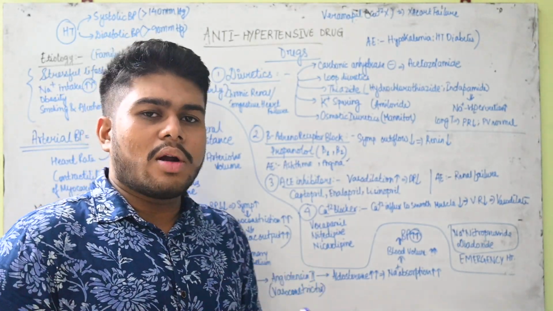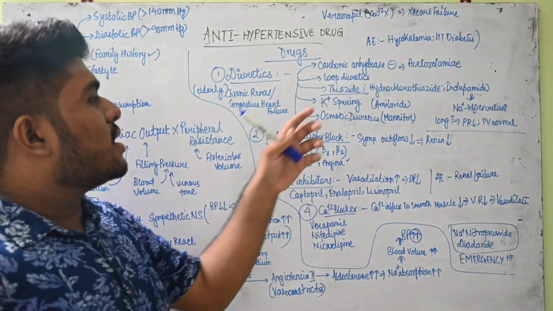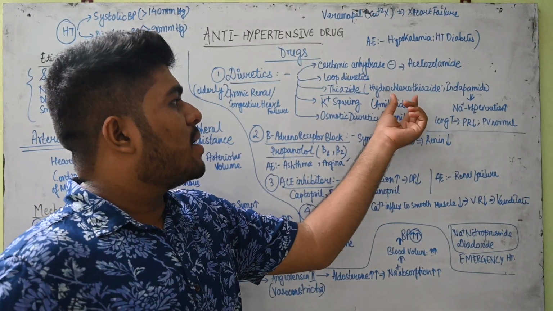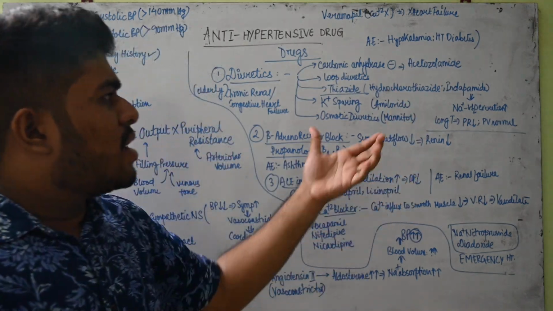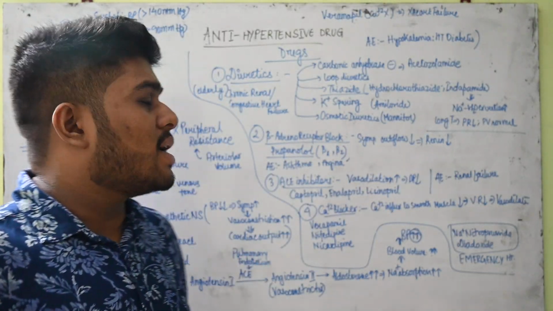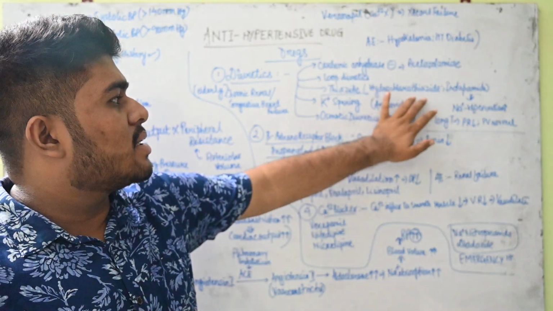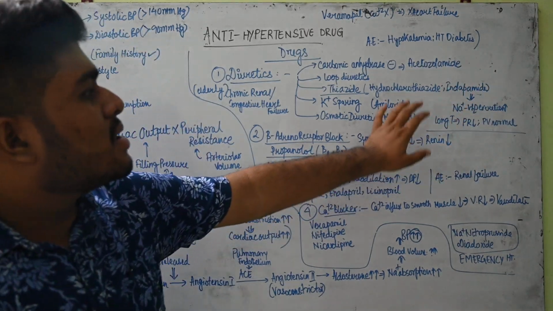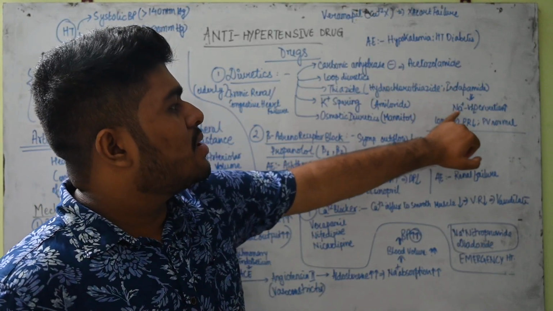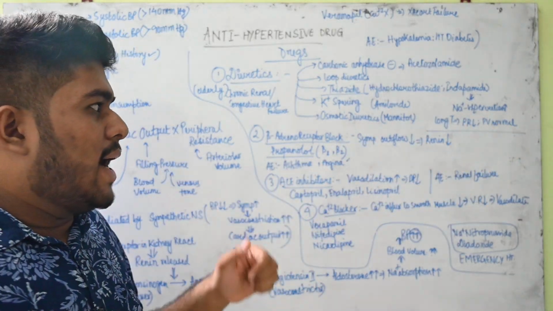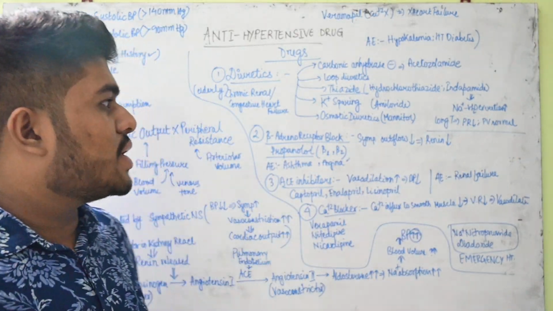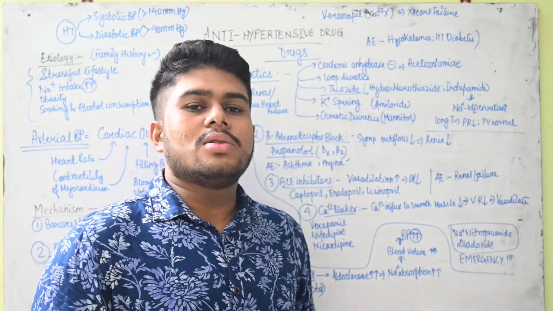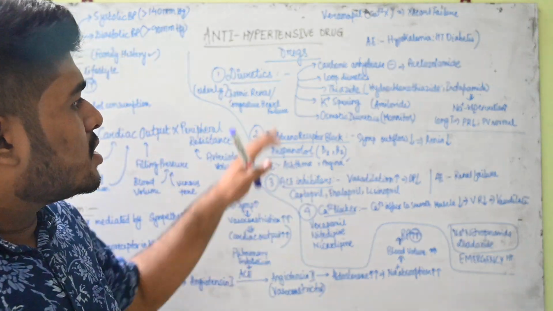About diuretics I will not discuss in detail, but the most important thing that you have to keep in mind is about the thiazides. Whenever thiazides come to your mind, you have to remember hydrochlorothiazide. There are chlorothiazides also, but most importantly hydrochlorothiazide is used, and also indapamide, because these substances will promote excretion of sodium, and along with sodium, water will also be excreted. So the blood volume will automatically decrease, so the blood pressure will also decrease. So this is one medicine.